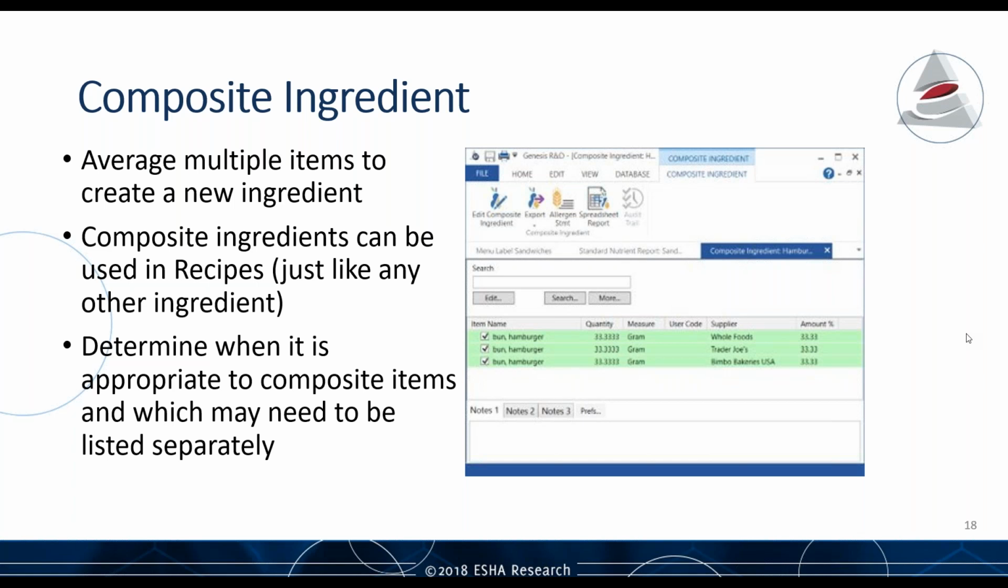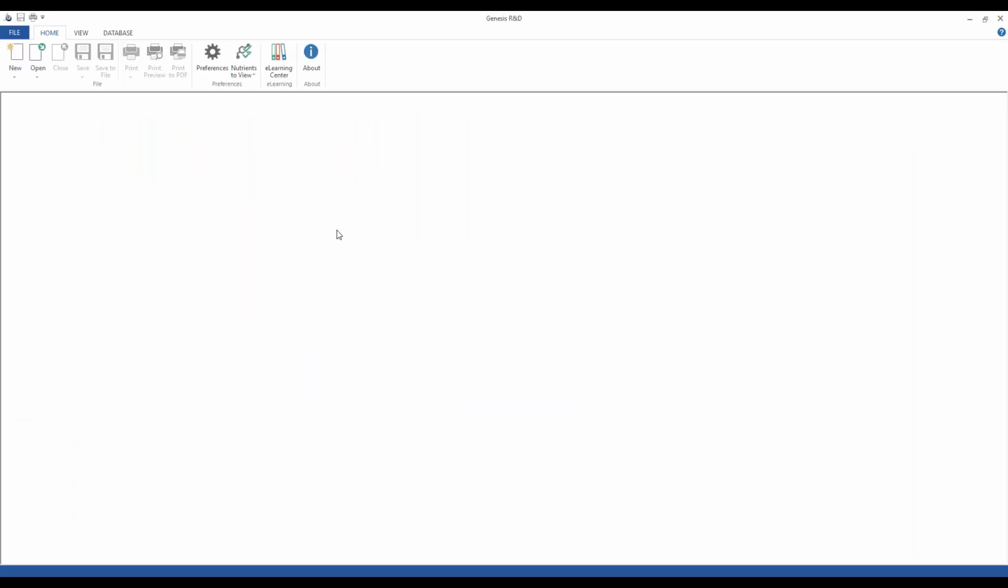Absolutely. Let's switch over into the Genesis software, and we'll go ahead and create a new composite ingredient. I built a recipe previously, so we're going to use the hamburger bun example again. We'll create a composite ingredient that's a hamburger bun, and I've created a cheeseburger in the past, and I'll replace my singular ingredient bun with my composite.